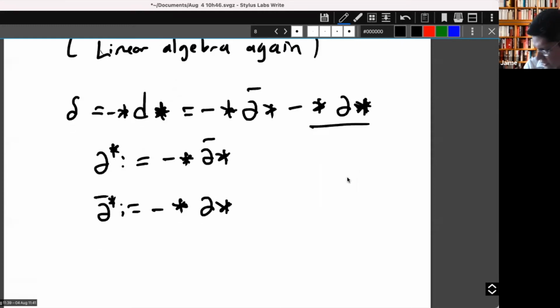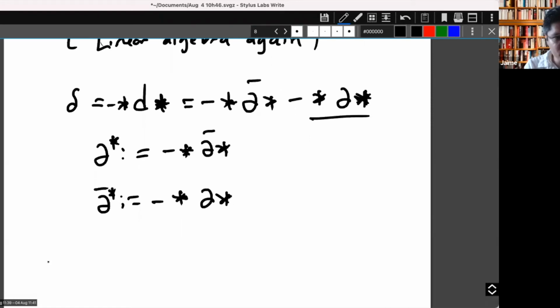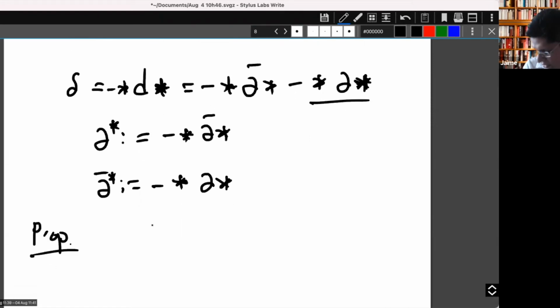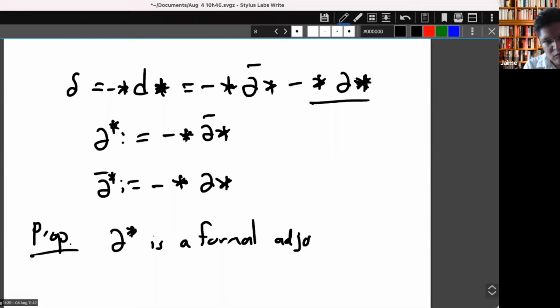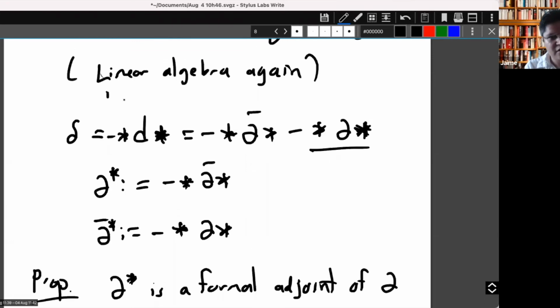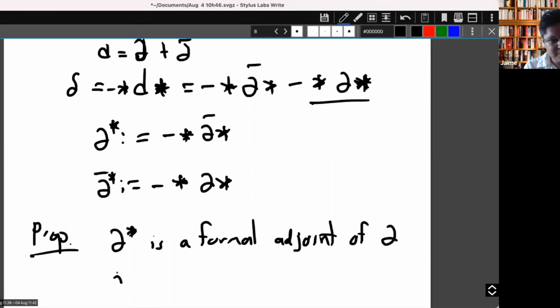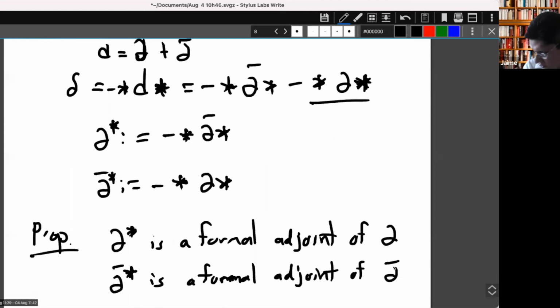I'm going to stop here, just stating the main proposition for this: it turns out that partial star is a formal adjoint of partial. Remember that here this partial was partial bar, right? So the other one is a formal adjoint of partial bar, right?